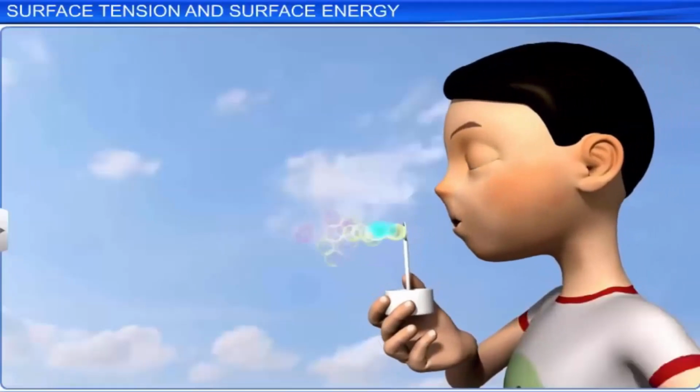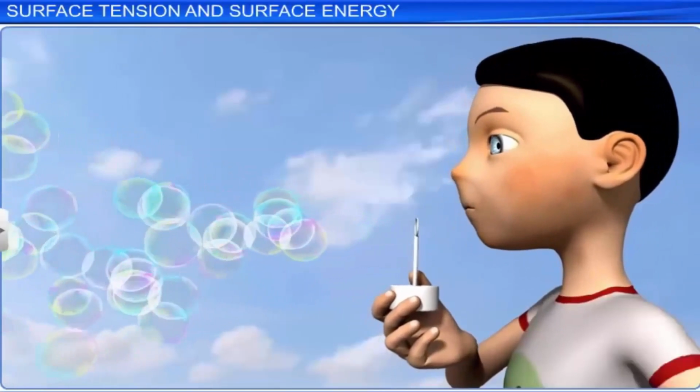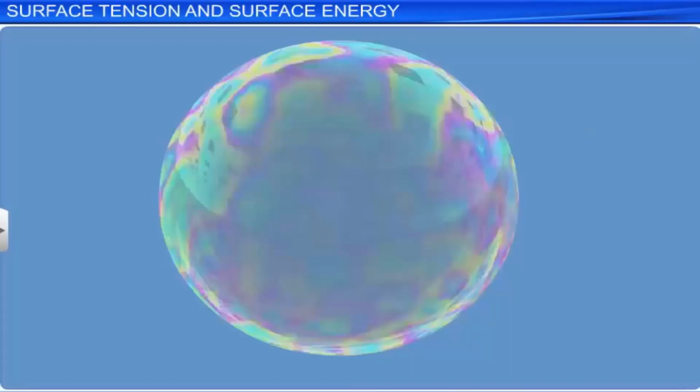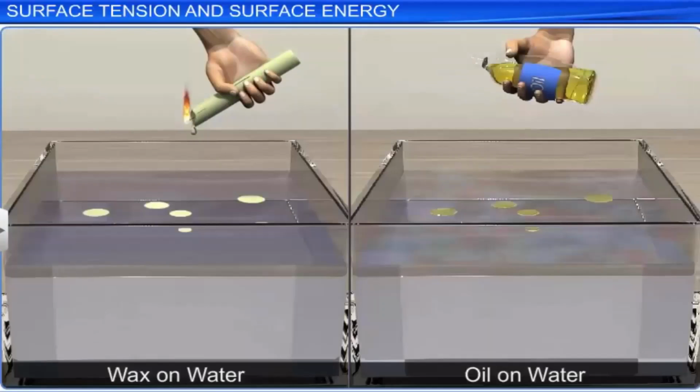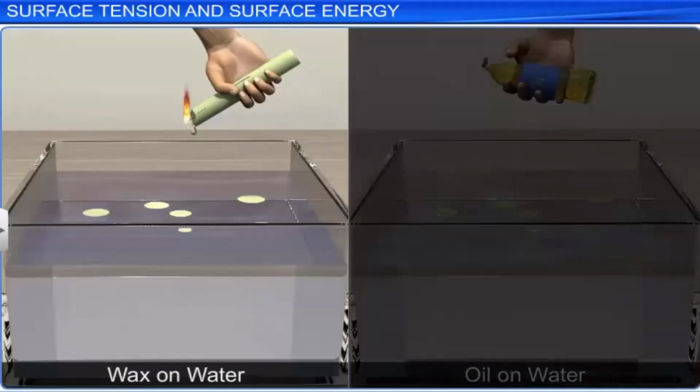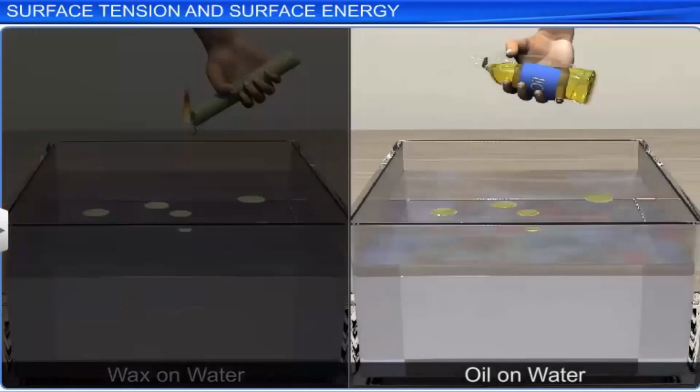Soap bubbles: we observe that each bubble acquires a spherical shape or an almost spherical shape, irrespective of its size. It's the same with a drop of any liquid, such as a drop of molten wax or oil on water.